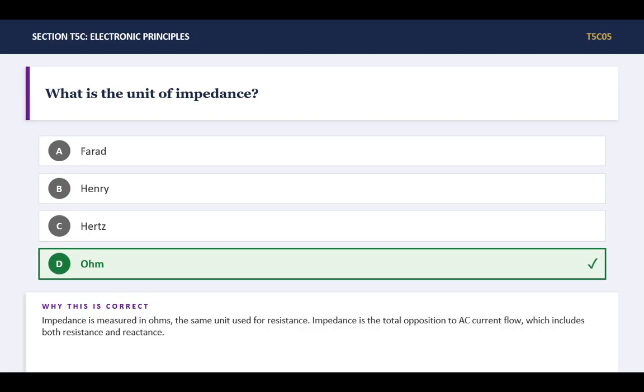What is the unit of impedance? D. Ohm. Impedance is measured in ohms, the same unit used for resistance. Impedance is the total opposition to AC current flow, which includes both resistance and reactance.